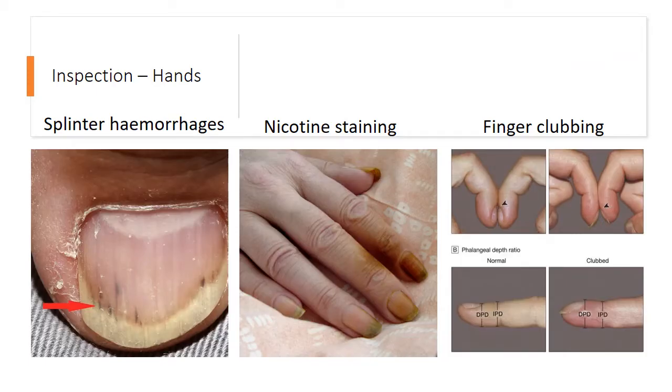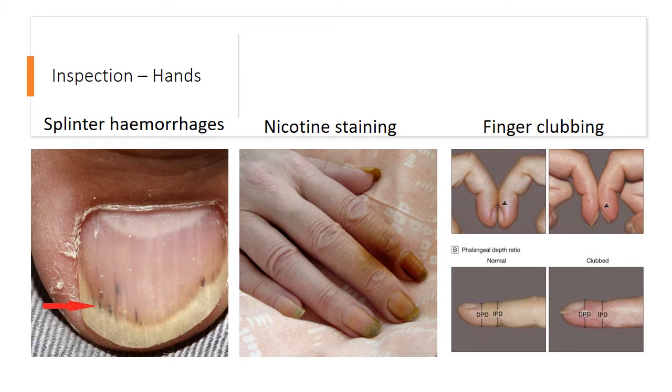We can start by inspecting the hands, and there are some examples of the sort of things that we're looking for here. I'm going to start on the right of the screen with finger clubbing. This is a fairly non-specific sign, so we know that this is associated with infective endocarditis, but it's also associated with chronic obstructive pulmonary disease as well.